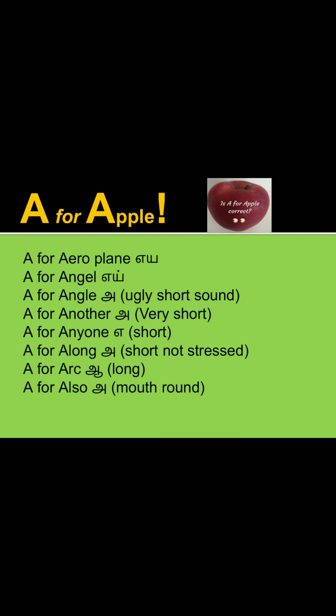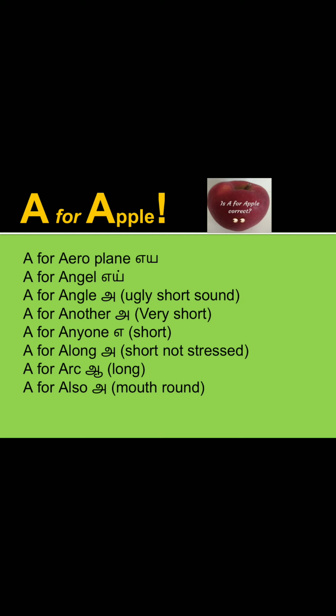Angel. Okay, again A sound. Then A for angle, A. The sound is A. When we say it in English, to differentiate the sounds, we teach the students. Remember, this is sound as a ugly short sound. Ugly short sound. Angle. Okay.